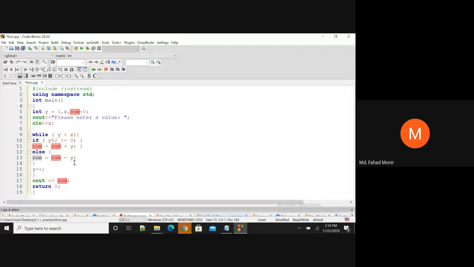That means what I am doing is, the odd numbers are being added, and the even numbers are being subtracted from that sum. I keep adding the odd numbers to the sum, and whenever it is an even number, it is subtracted from the sum value. Then we continue with y plus plus, and finally when we are out of this while loop, we will print out cout sum, right? That's how it is working.